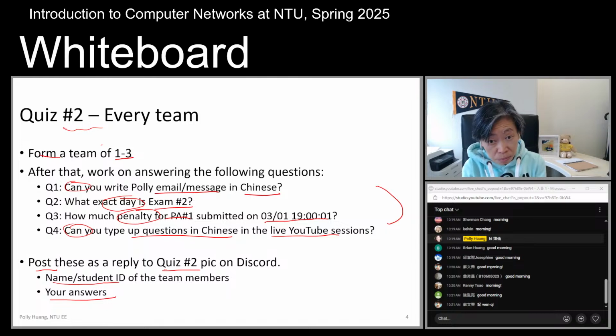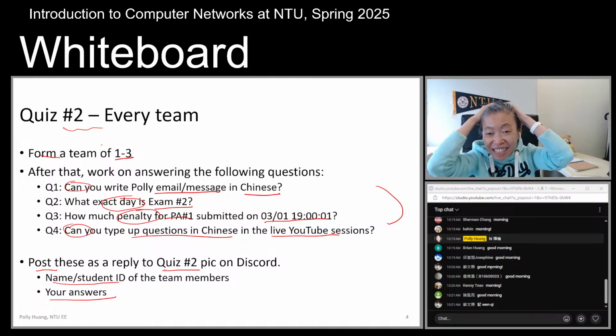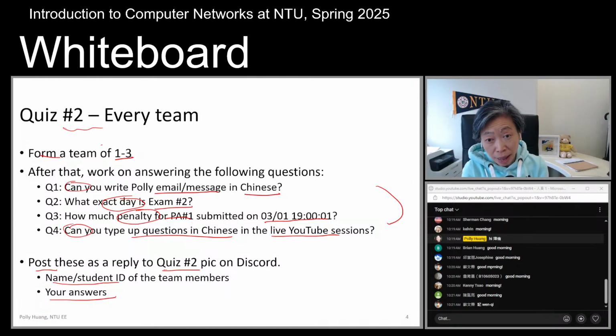You'll be given time to work on this, and forming a team might not be trivial. Some of you are international students, for example, and you don't see the other classmates. So what you want to do, perhaps, is to go to the random channel and introduce yourself, okay?